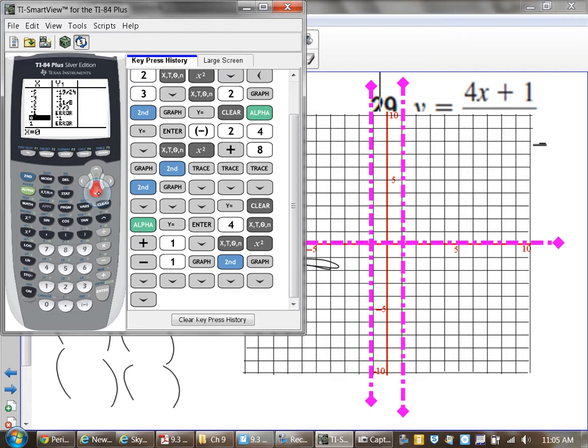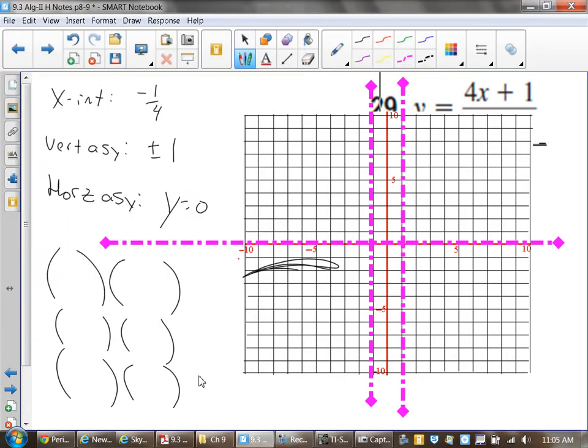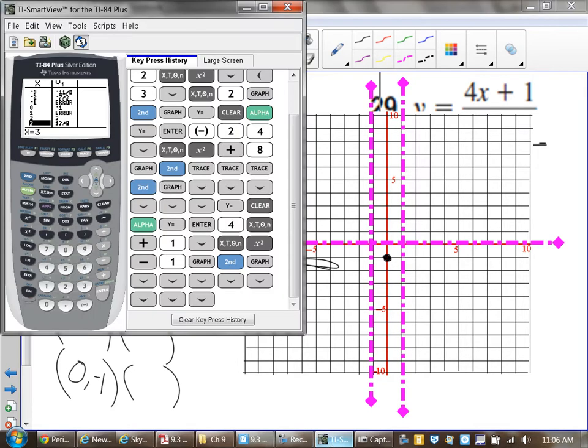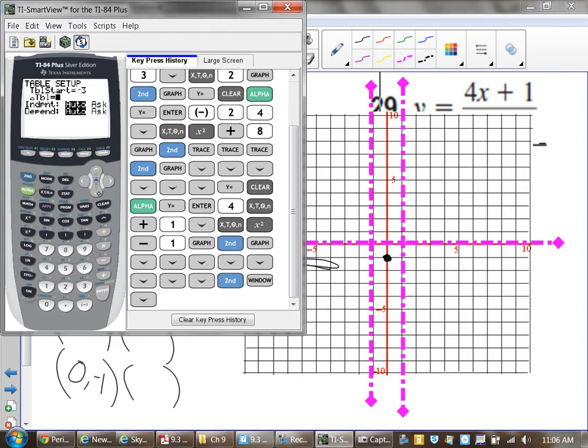When I'm at 0, I'm at -1. So I know that this one is here. Do you know how to change your table set to get a different value? Right now it's only giving me integer values. I want to figure out what it is at maybe 1/2. Hit second window and go to your table set and then change it to 0.5 real quick. And go back to your table and look at what it is at 0.5.